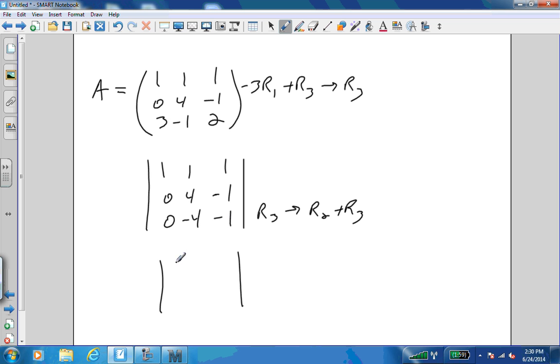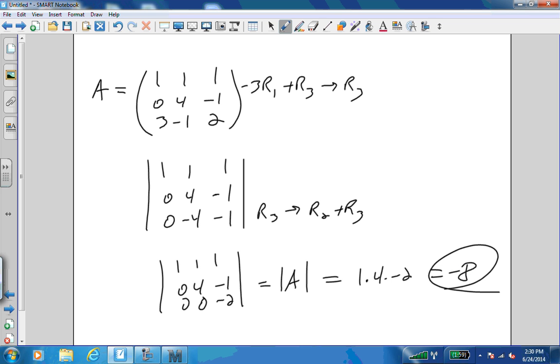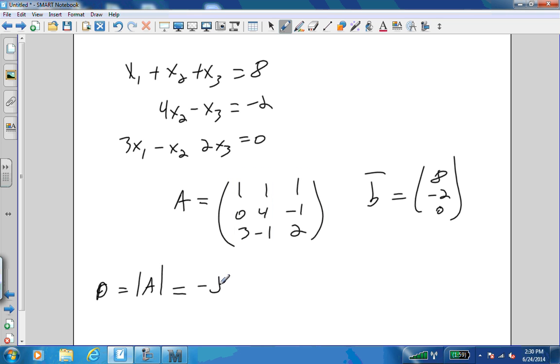So that would make our new determinant. If we add these together, we get 0. Add those, we get 0. Add those, we get negative 2. So that is equal to the determinant of A, even though that's not matrix A. If we multiply down our diagonal, since we have an upper triangular matrix, 1 times 4 times negative 2, we get negative 8 for D, which is the determinant of A. So negative 8.